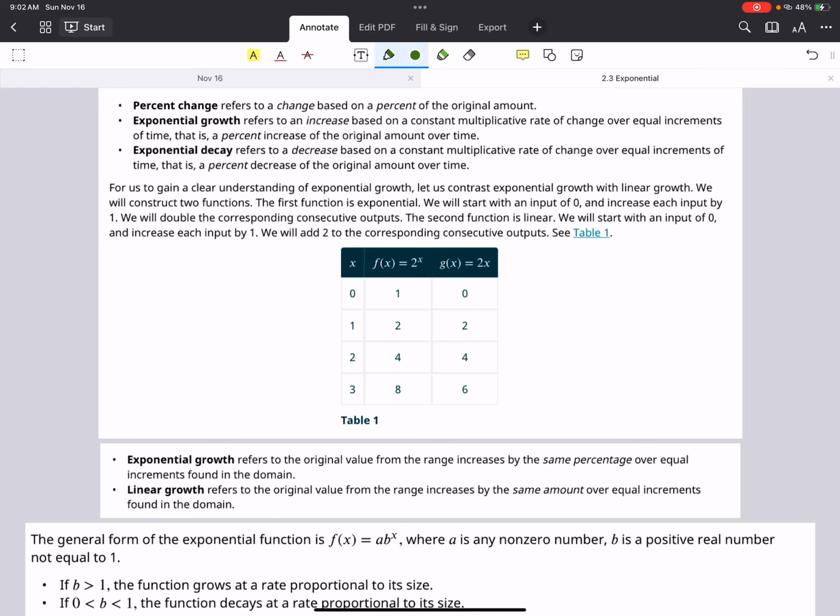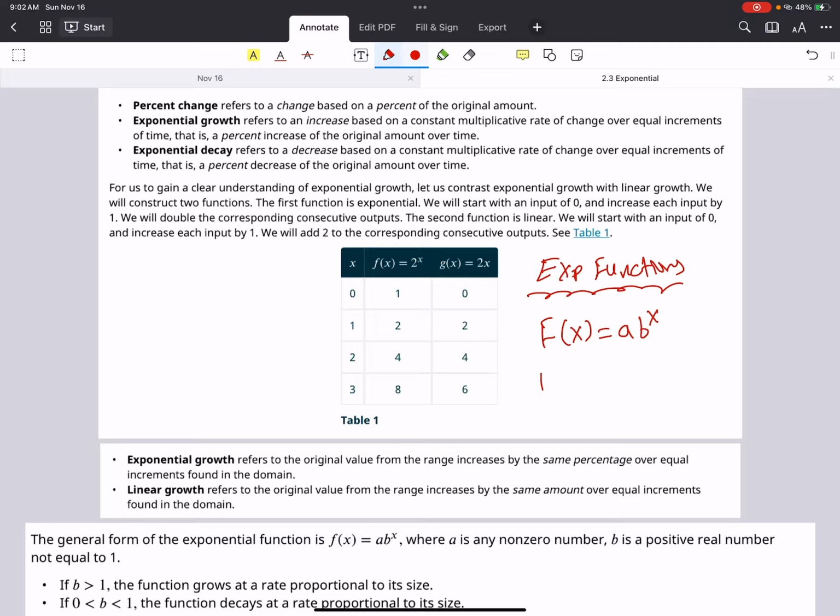Hello, hello, hello. Today we're going to be covering exponential functions, which is a really, really easy chapter. With exponential functions, we have a form that you could just memorize, which is the following: f of x equals a times b to the power of x.